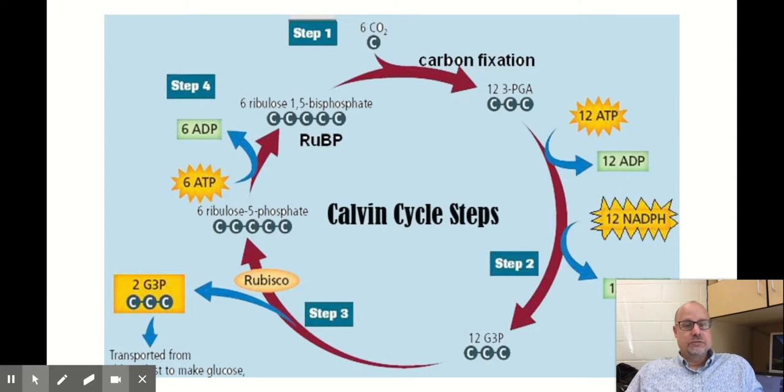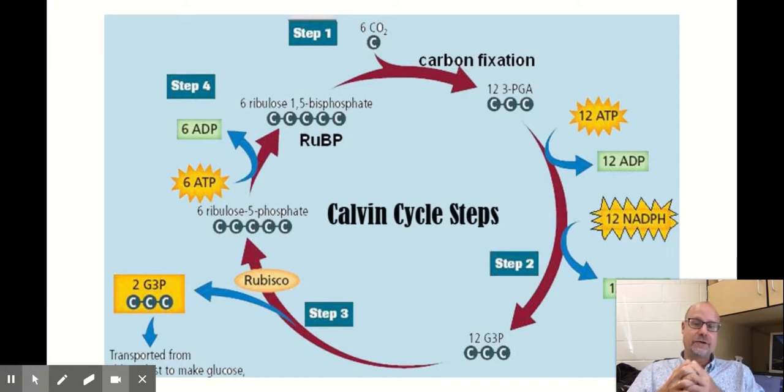12 G3P. Now understand, this is still the same number of carbon atoms. The same number of atoms of everything is going through all of this. It's just being rearranged into a different form. At step 3, basically what happens is 2 of these 12 G3Ps get sucked off to go be quickly and easily made into glucose. So they're sucked off, ready to be quickly and easily made into glucose.